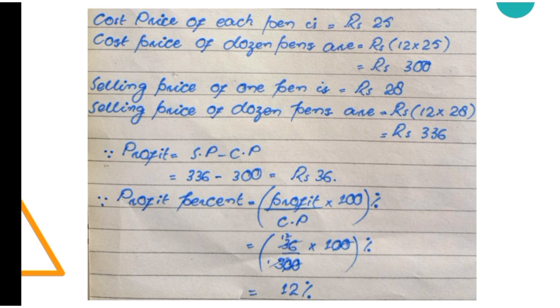Now find the profit percentage. The formula of profit percentage is profit divided by cost price multiplied by 100%. Put the values of profit and cost price. We have profit equals 36, cost price equals 300, and then zeros will be cancelled. Then 3 ones are 3, 3 ones are 3, 3 twos are 6. So our profit percentage equals 12%.